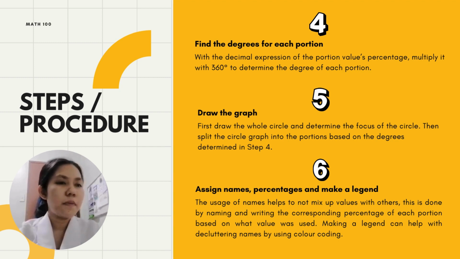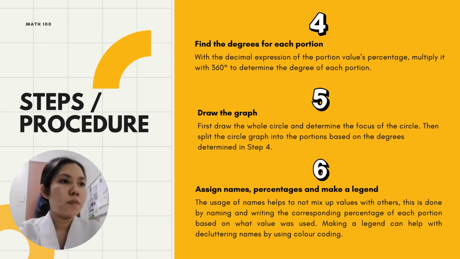So the fifth step is to draw the graph. Now, this only applies if we are doing it by hand, but nowadays we mostly do this digitally. So first we draw the whole circle and then determine the center or the focus of the circle. Then split the circle graph into the portions based on the degrees determined in step 4.